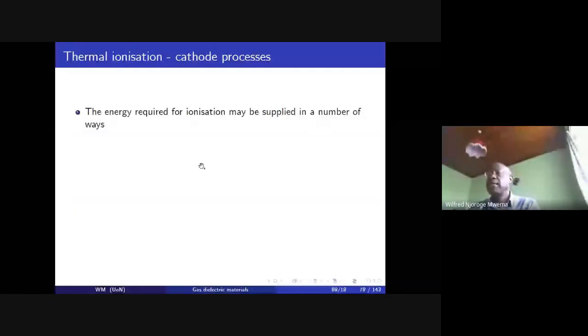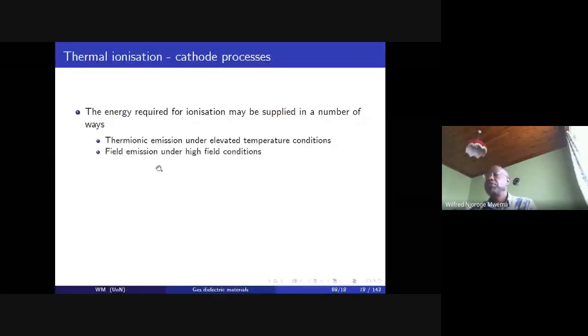One, thermionic emission at elevated temperature condition. This is what is used in vacuum tubes, especially used in electronics. That is, you heat the cathode with a coil to raise its temperature, and you evaporate the electrons from its surface. Two, it can be field emission, where we apply a very high field, yanking the electrons from the surface through attraction by that field.